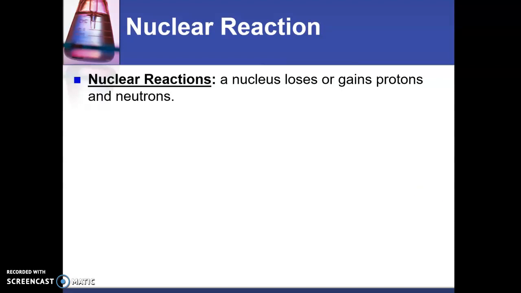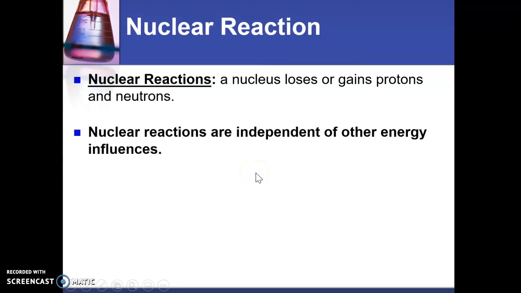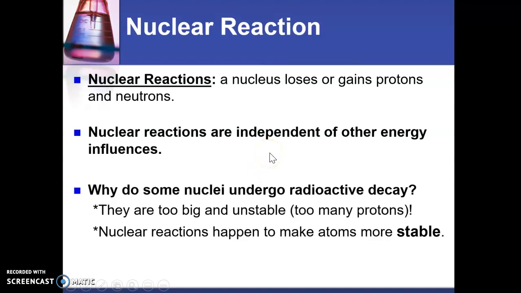And if you remember from way back a long time ago, the nucleus has 2 particles in it, the protons and the neutrons. And when we change the numbers of those, they're called nuclear reactions. These are independent of other energy influences. And the reason that some elements are radioactive, you've heard that word before, has to do with how many protons they have in the nucleus.